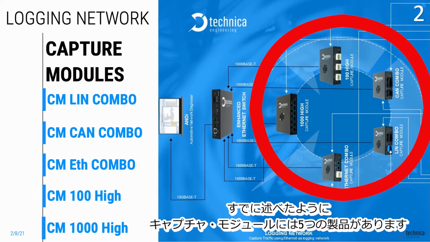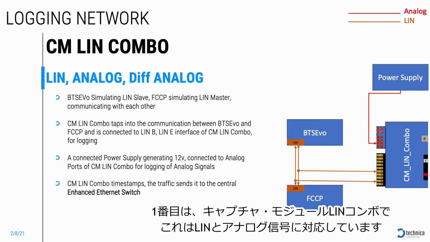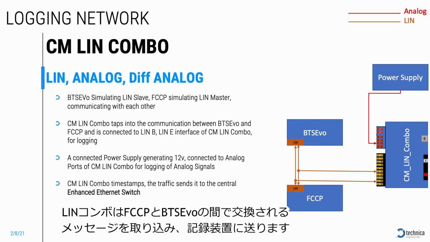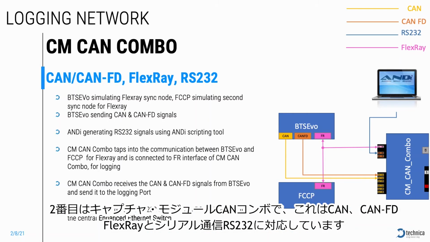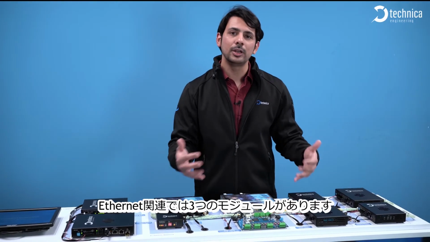As I mentioned, we have 5 variants for capture modules. The first one is capture module LIN combo, which logs LIN as well as analog communication. So the triggers or the messages that are being exchanged between these 2 units are logged using capture module LIN combo. Then the second one, called capture module CAN combo, is logging CAN, CAN-FD, FlexRay, and serial communication RS-232.